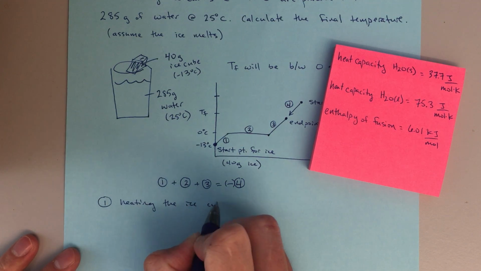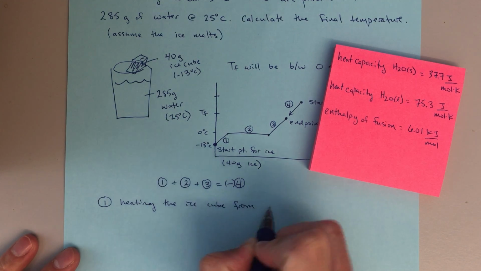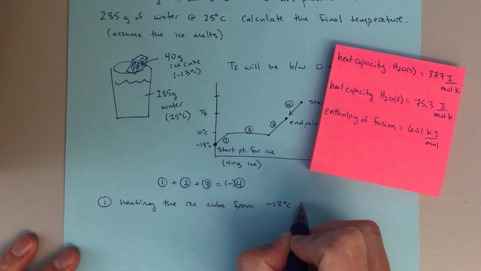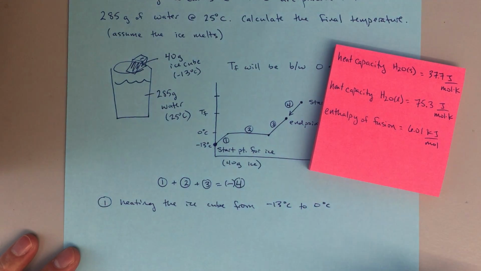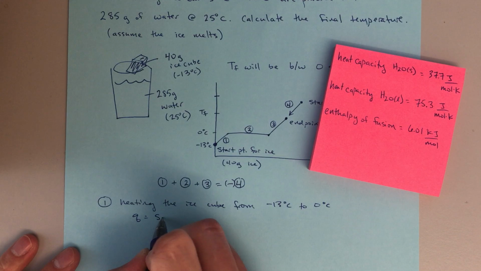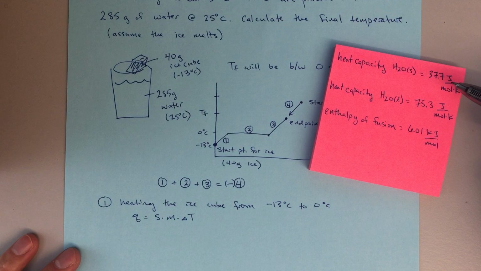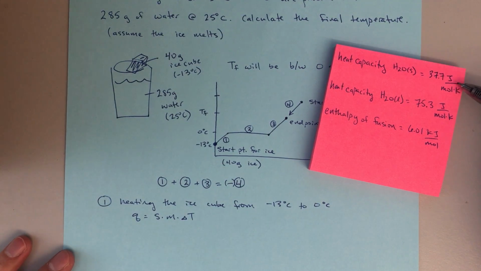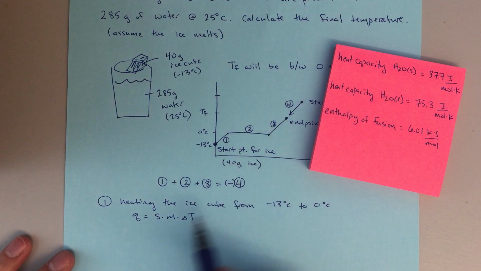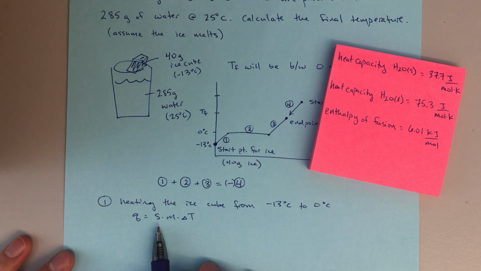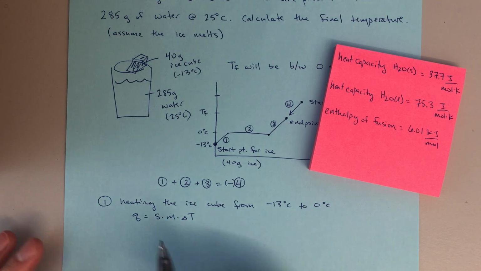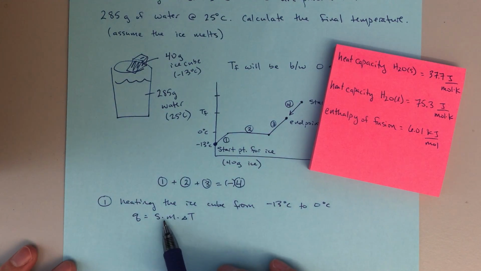the ice cube from minus 13 degrees Celsius to 0 degrees Celsius. So this is Q equals S times M times delta T. Now, the problem gave you your heat capacities in terms of joules over moles times Kelvin. So if we want to use these values, we're going to need to convert from grams into moles. Usually our S values are given in terms of joules over grams times Kelvin, the values that we're used to using.